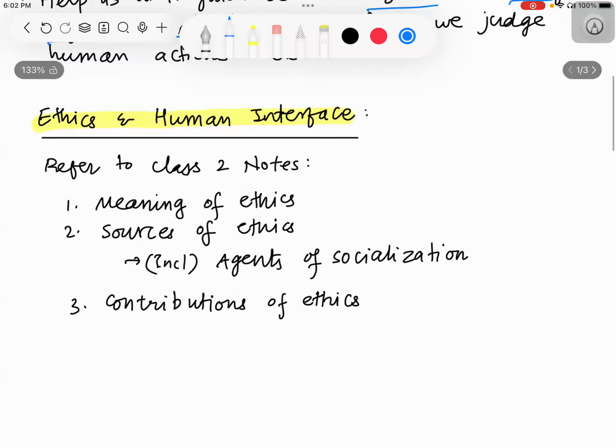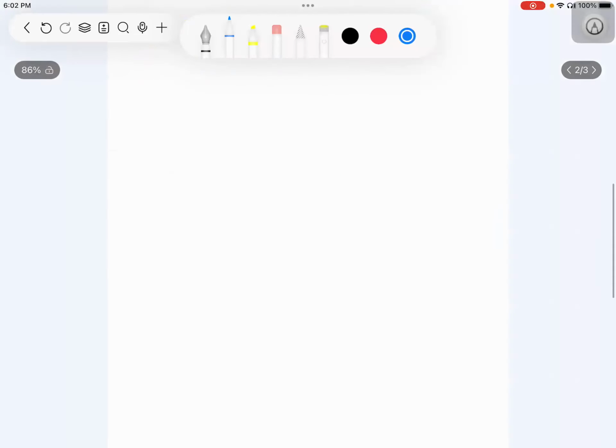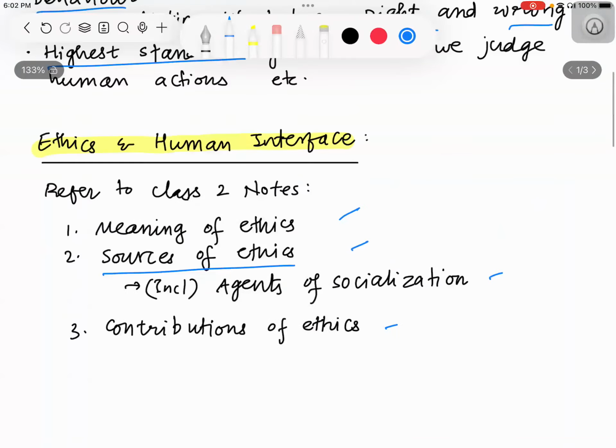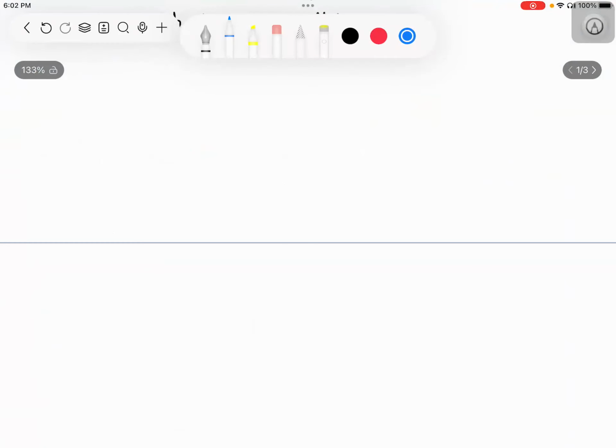So to come to this chapter: the meaning of ethics, the sources of ethics, including agents of socialization, and the contributions of ethics. All of these come under this chapter itself, so we had already covered a part of it. Now let's come to this part. What is the first thing? Essence. Okay, let us see what is the essence of ethics.